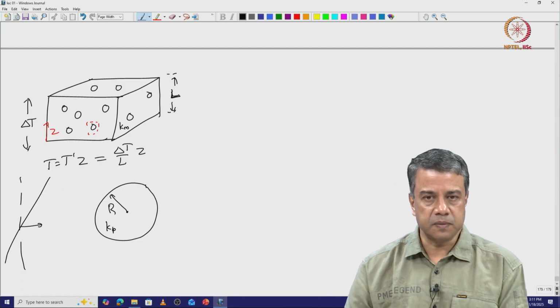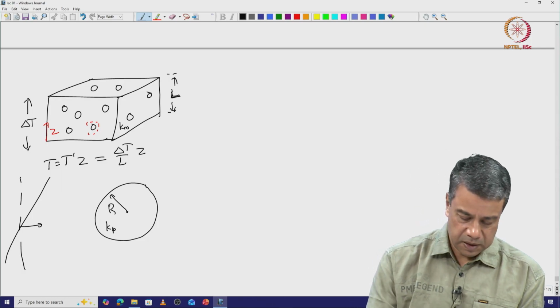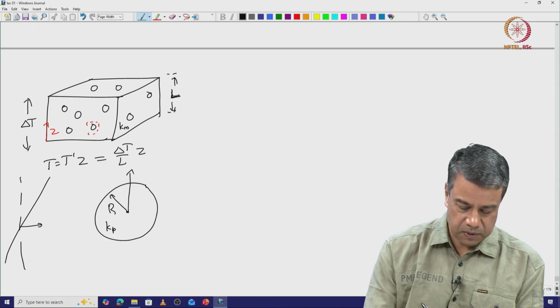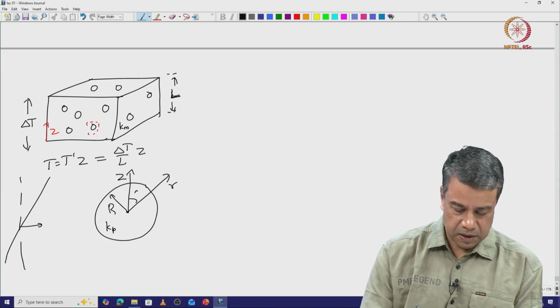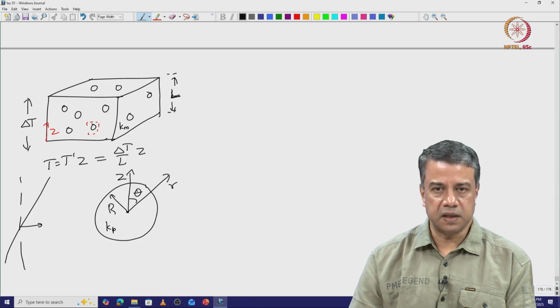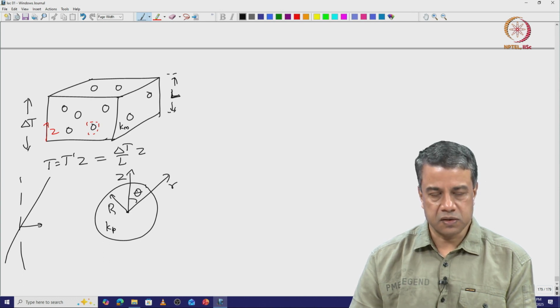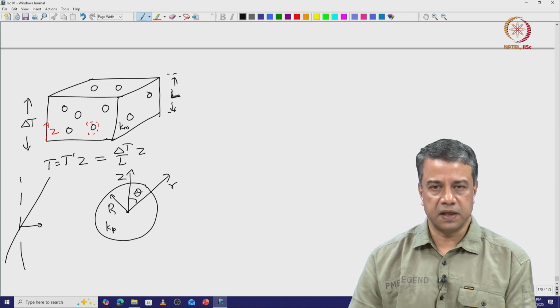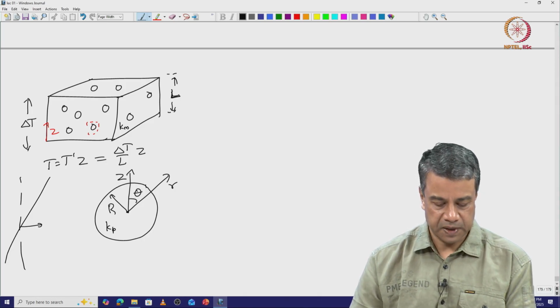There is going to be a disturbance to the temperature due to the presence of the particle, and that we had analyzed in a spherical coordinate system in which r was the radial coordinate and theta is the azimuthal angle made by the radius vector with the z direction. There is no variation in the meridional phi direction.